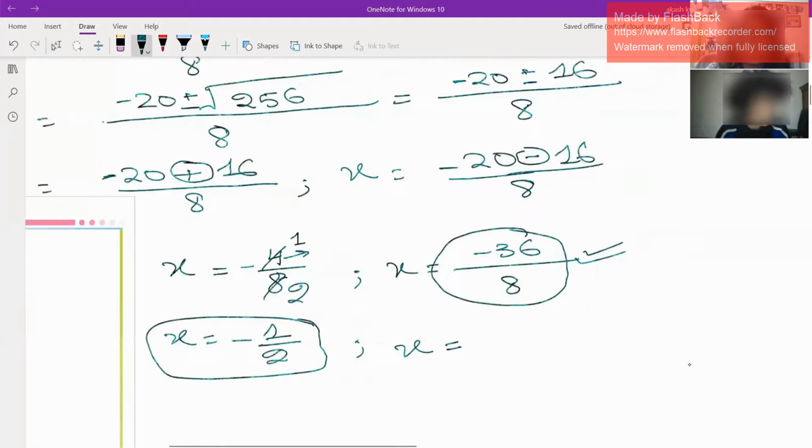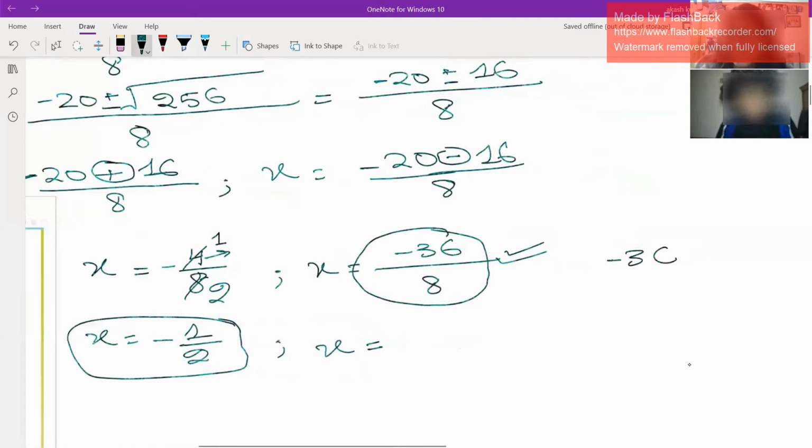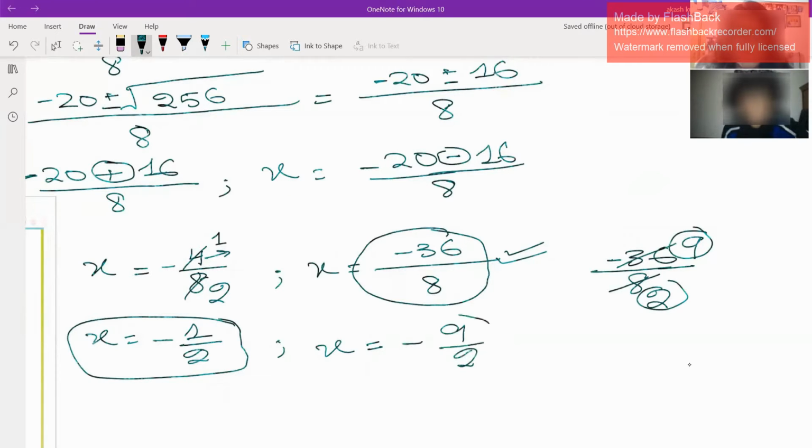So starting from here, minus 36 over 8. Starting with 4, 4 goes into 8 by 2 times, right? Yeah. 4 goes into 36 how many times? 9 times. Yeah. So 9 is an odd number and 2 is an even number, so they are not further divisible. This is the simplified answer. x equals minus half, and the other value of x is minus 9 over 2. Is it clear? Yeah. Okay.